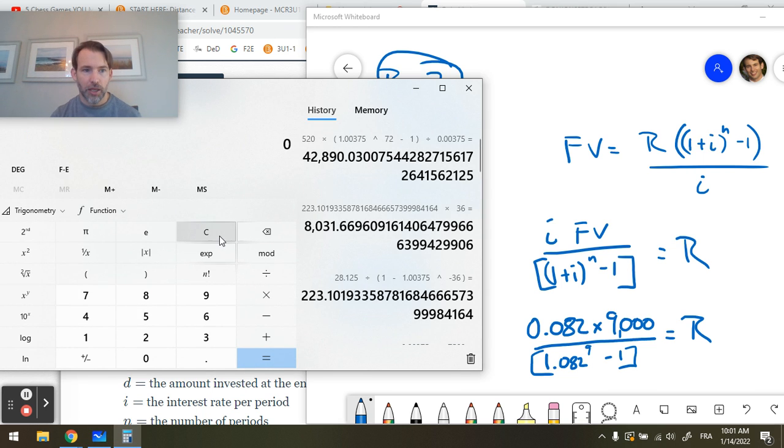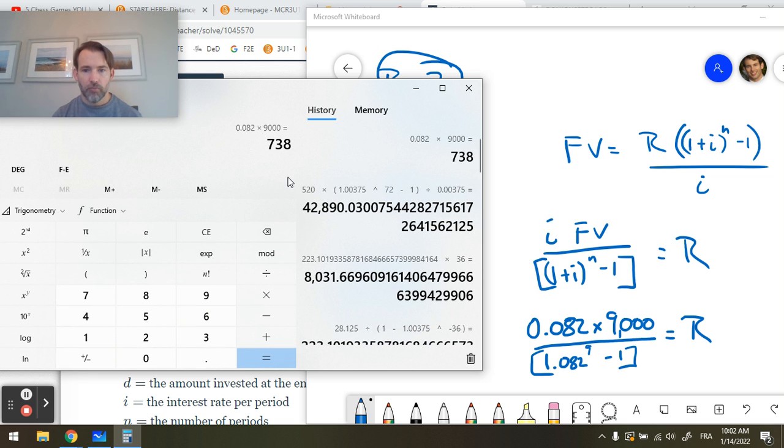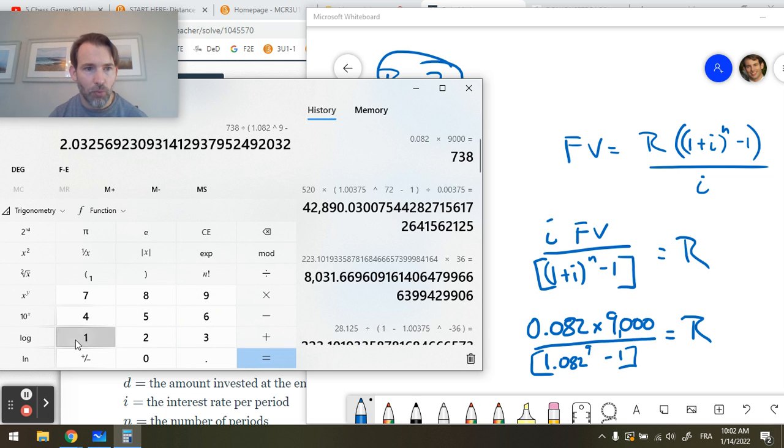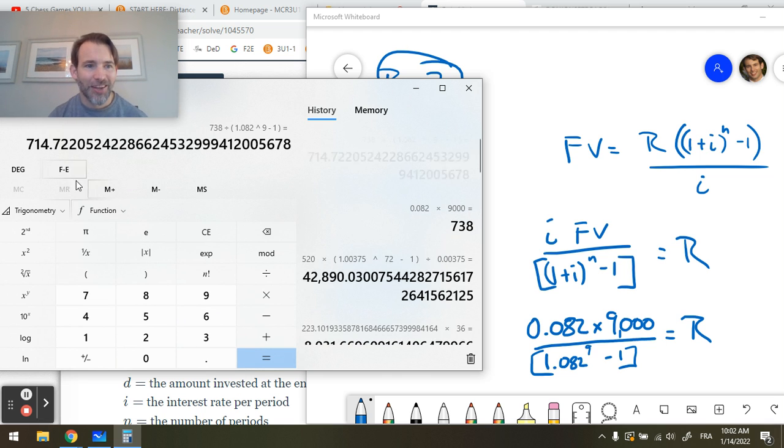Okay, so let's do it. Okay, clear everything. All right, 0.082 times $9,000 equals that amount of money, divided by brackets, 1.082 raised to the power 9 minus 1, and bracket, equals. Very good, Mr. Jennings.